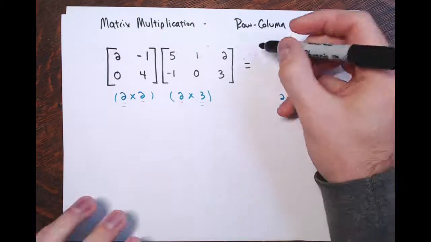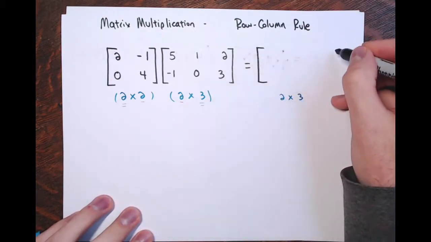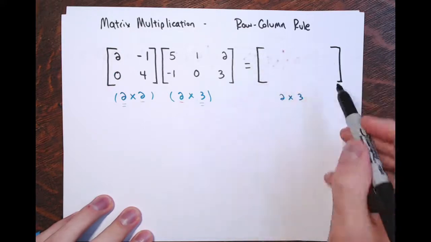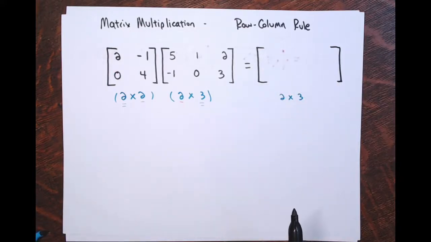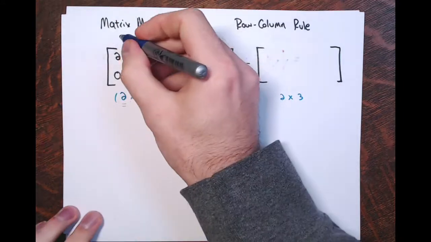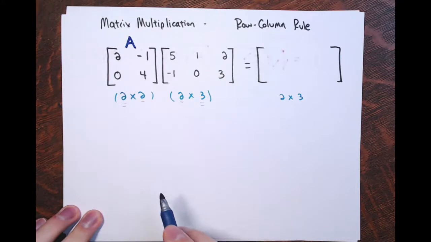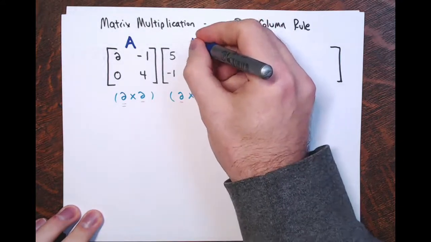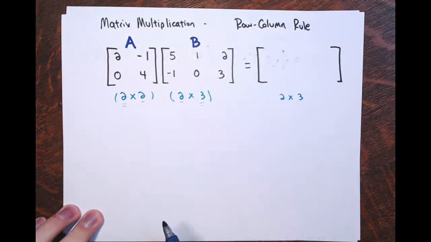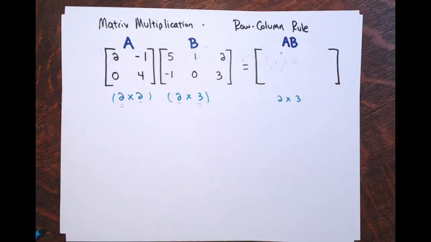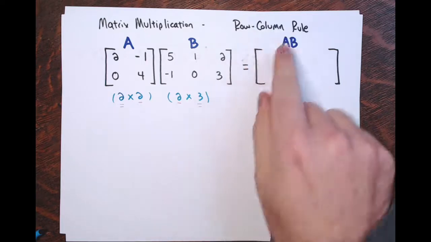I'll make a little thing that's a 2 by 3. So we have 6 entries to fill: 2 rows, 3 columns. I'm going to call these matrices some letters. This 2 by 2 matrix I'm going to call matrix A. This matrix, the 2 by 3, I'm going to call matrix B. And this matrix is going to be the product AB. So here's how this row column rule works.